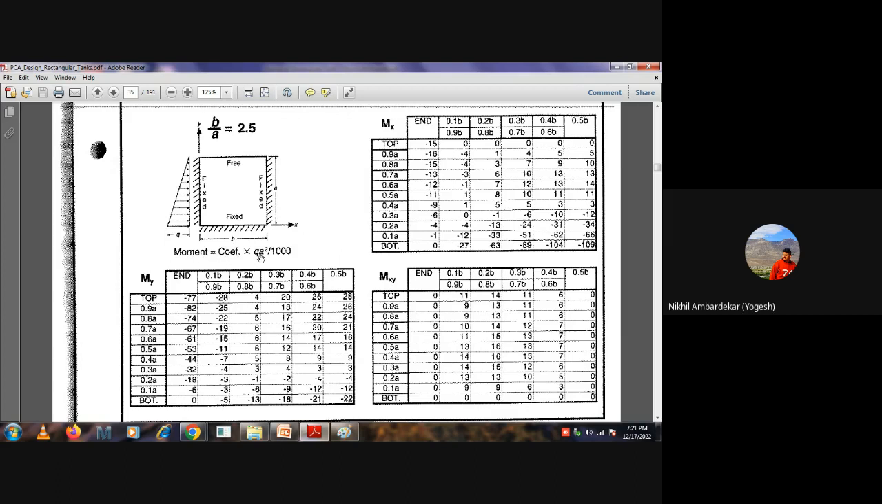You have to multiply this coefficient into q. What is the value of q? Suppose I am calculating for the water pressure. So what is the q? That is 50, and what is a? Area, 5 meters. The dimension is given there, the height of the wall divided by 1000. So please calculate the maximum bending moment for our internal water pressure.